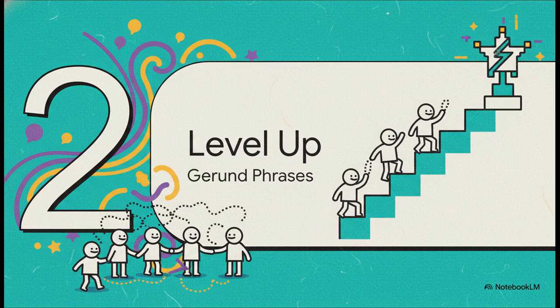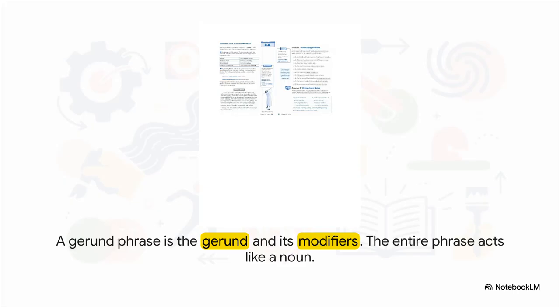Okay, so you're getting pretty good at spotting a single gerund. But what happens when they bring their friends to the party? Well, that's when we get into gerund phrases, and they're even more powerful. It's actually pretty simple. A gerund phrase is just the gerund plus any other words that are hanging out with it, describing it or modifying it. But here's the key thing to remember. The entire phrase, the whole shebang, works together as one single noun.